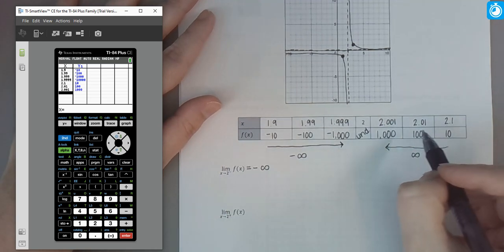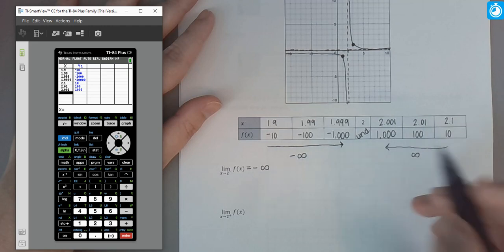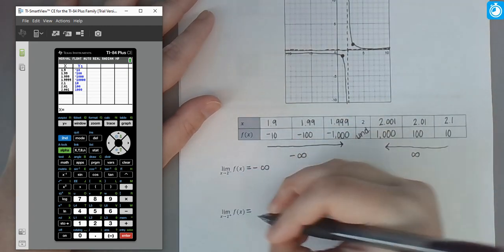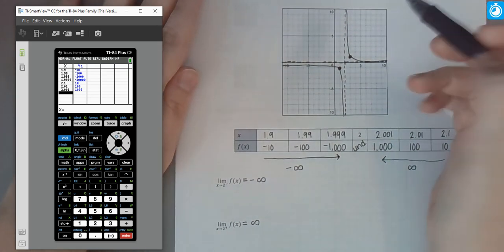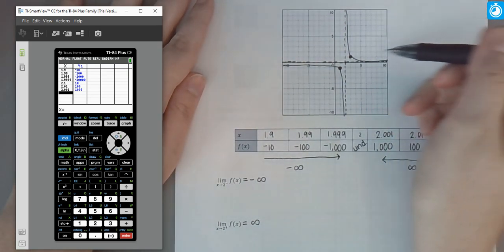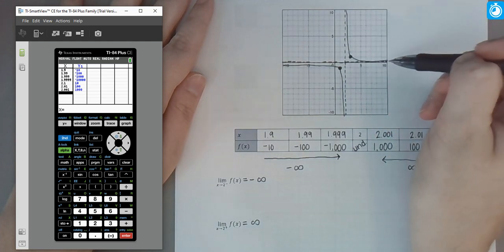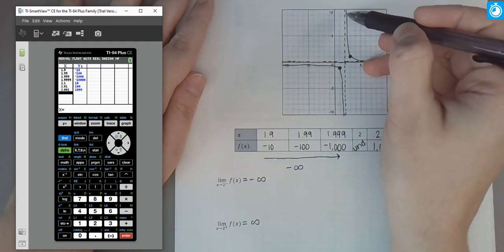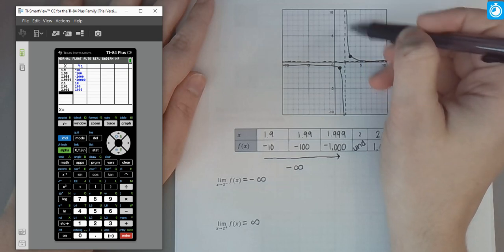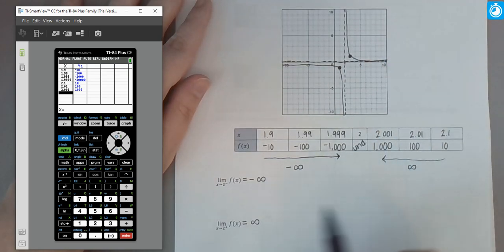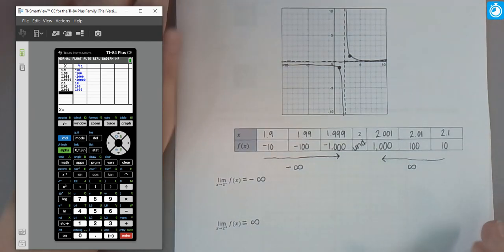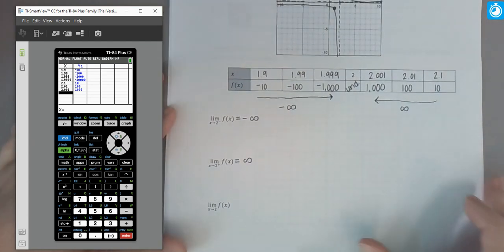Now what about approaching from the right? Well, now the outputs are getting larger and larger continually, and they're not bounded. So it's going to be approaching positive infinity. And again, that makes sense with what we're seeing on the graph. From the right-hand side, as we approach x equals 2, the y values get larger and larger, unbounded, going up towards positive infinity. So the right-handed limit has a value of positive infinity.